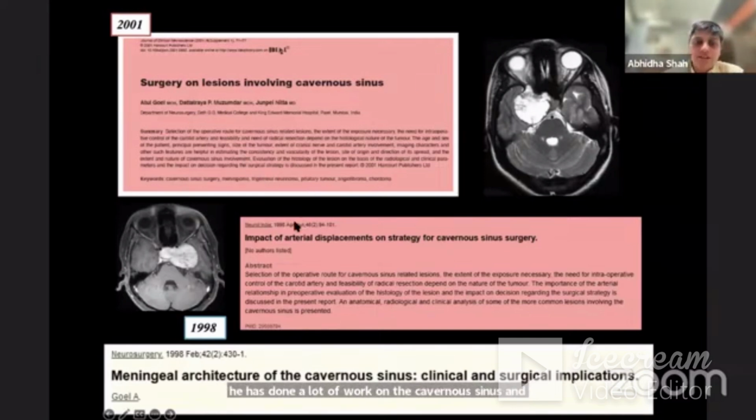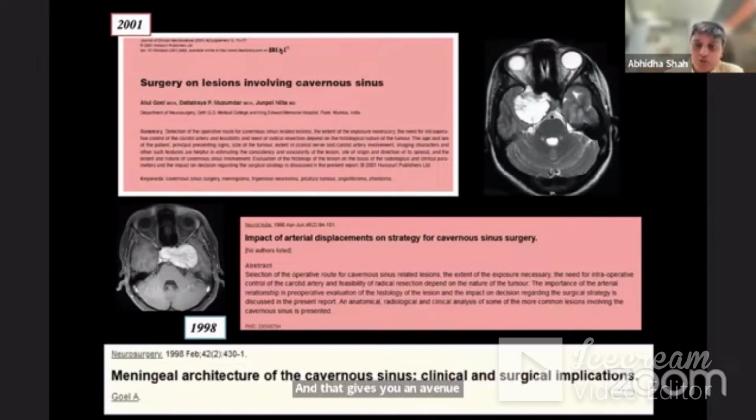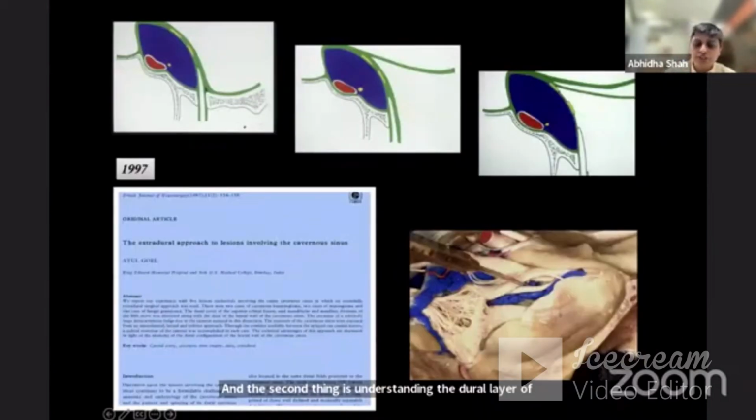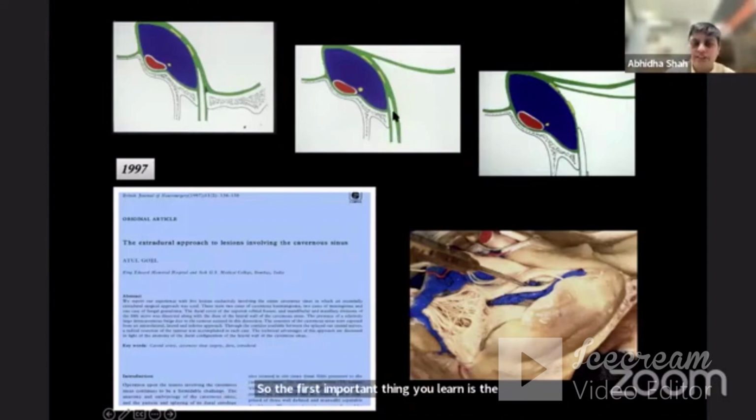Two important things for understanding tumors in the cavernous sinus: first, understand how the tumors displace the cavernous carotid artery, and that gives you an understanding of what approach you should take to reach these lesions. The second is understanding the dural layer of the cavernous sinus and how it will protect you during surgery. So the first important thing you learn is the extradural approach to lesions involving the cavernous sinus.